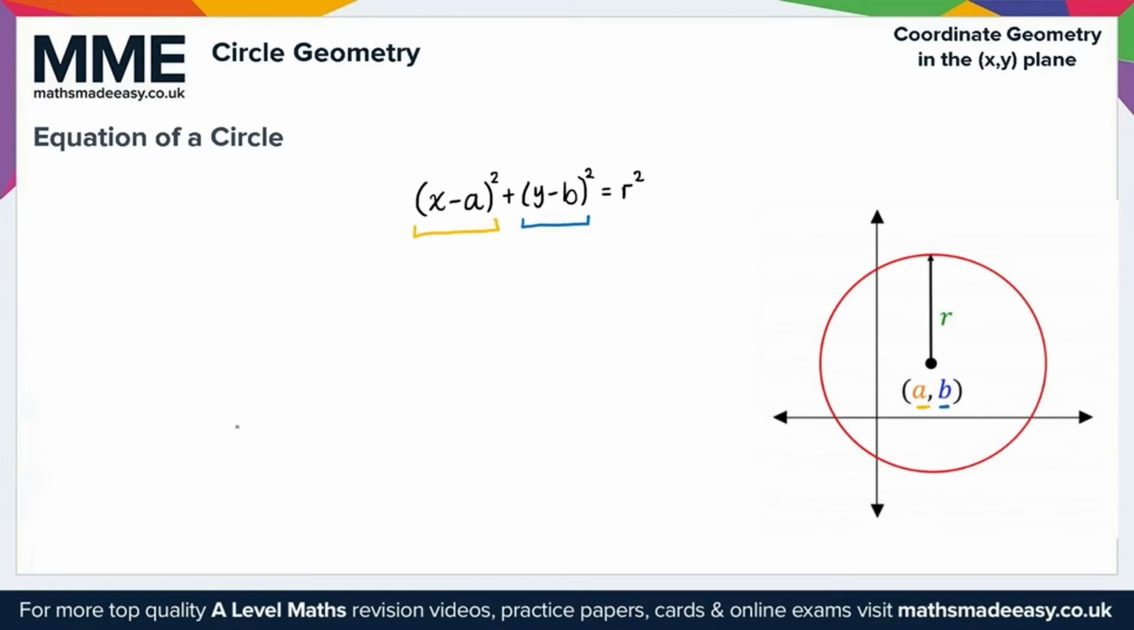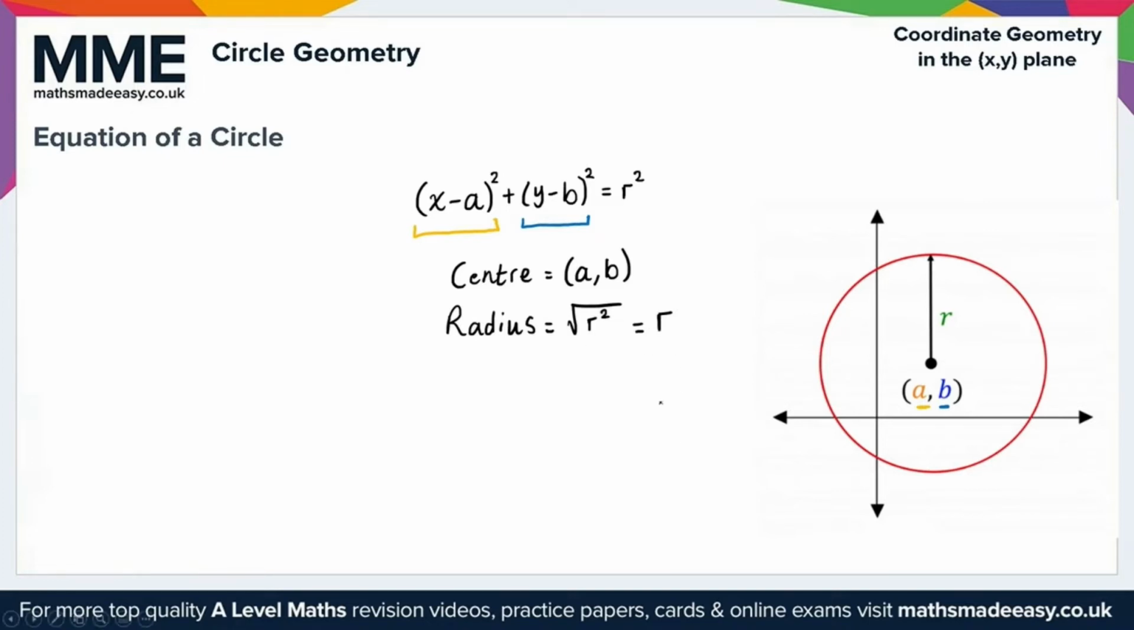We've also got r squared here. So if you want the radius, that's simply obtained by taking the square root of this r squared value here. So the centre is simply given as (a, b), and the radius is simply the square root of r squared, which gives us r in that case.